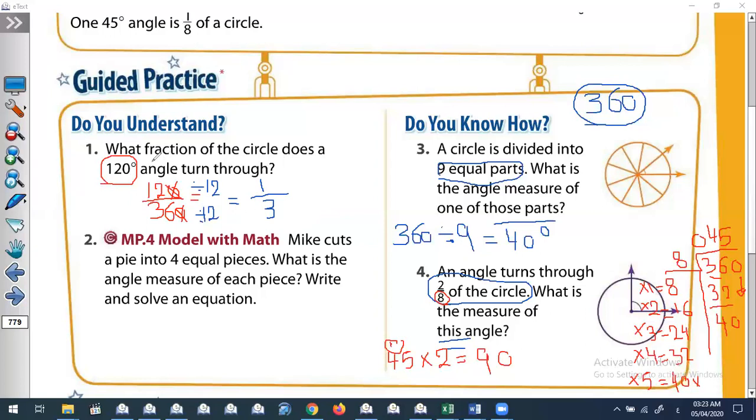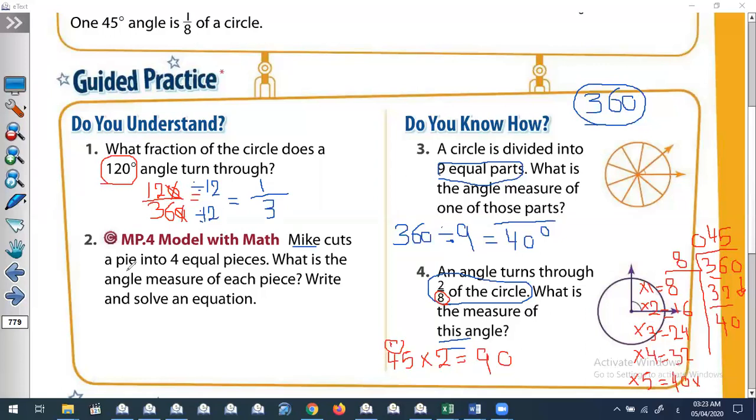So again, what fraction of the circle does 120 degrees angle turn through? We are going to make a fraction 120 over 360 because the circle is 360. Cancel 1 0 with 1 0. 12 and 36, both of them in table 12. So divide by 12 up, divide by 12 down. 12 divided by 12 is 1. 36 divided by 12 is 3.